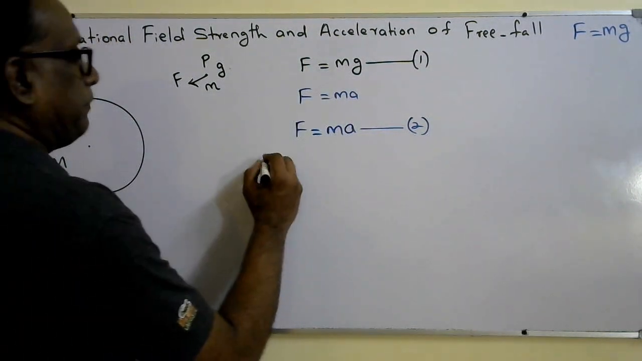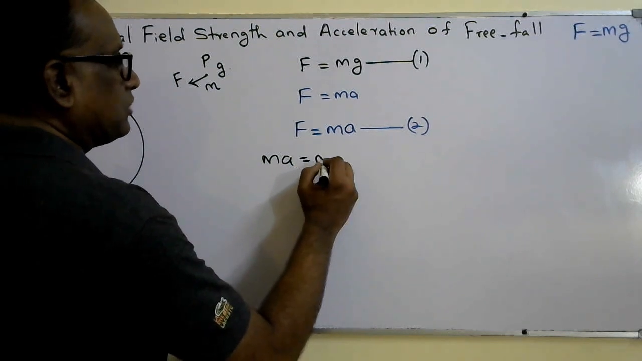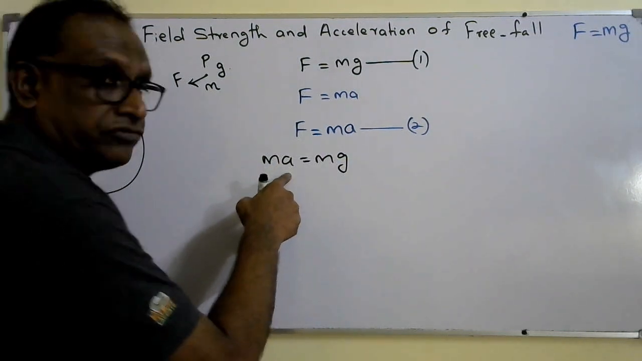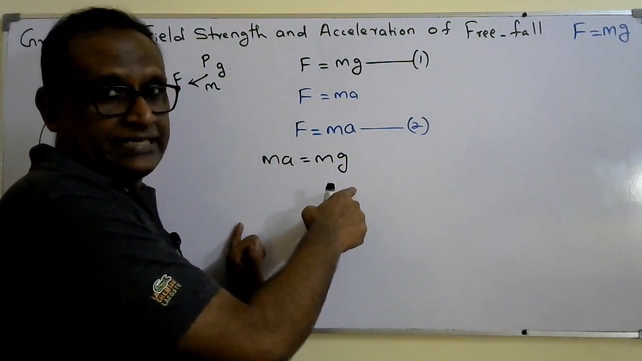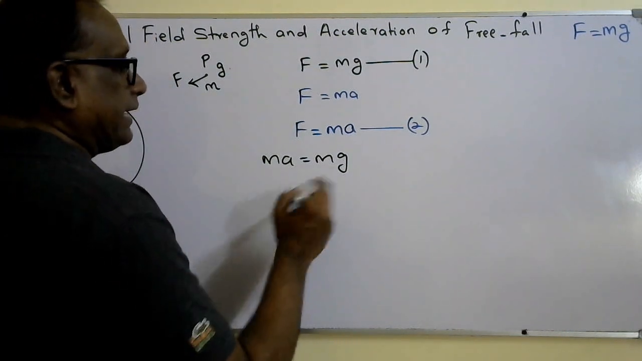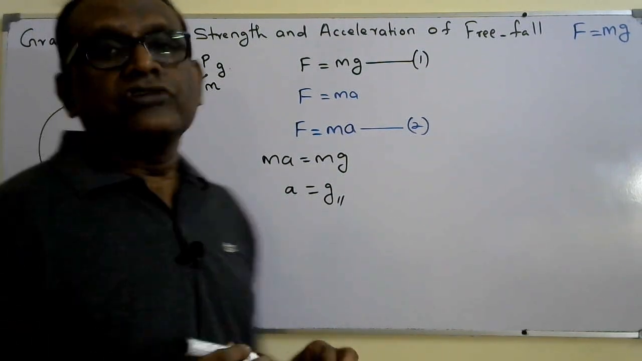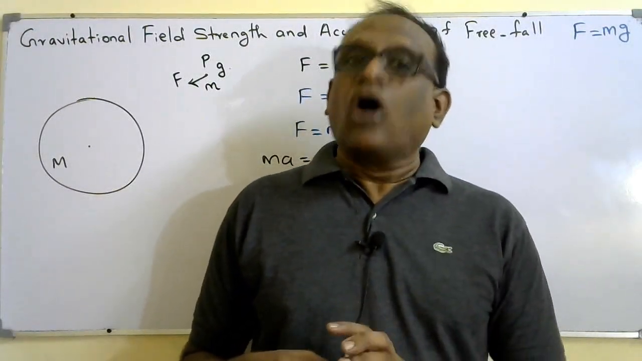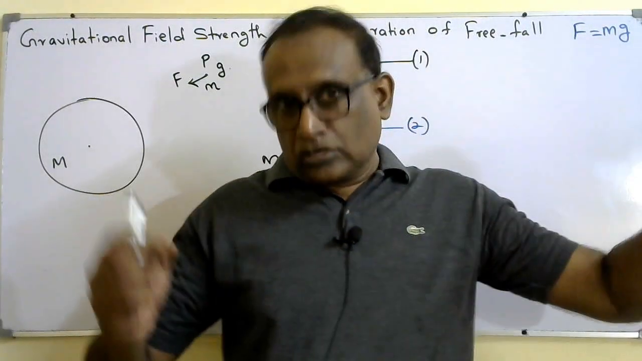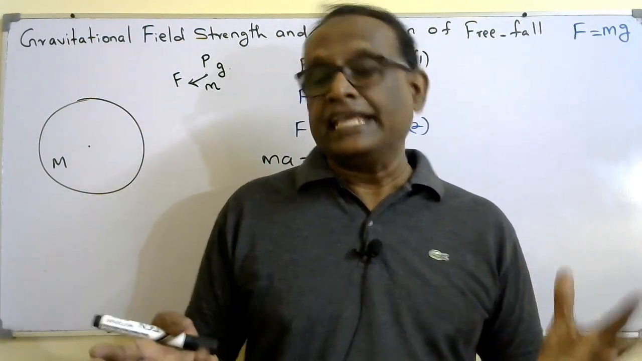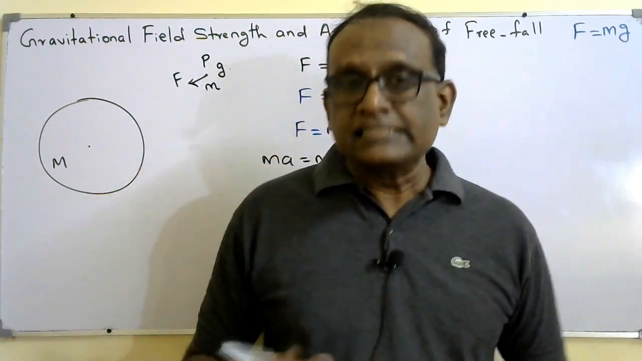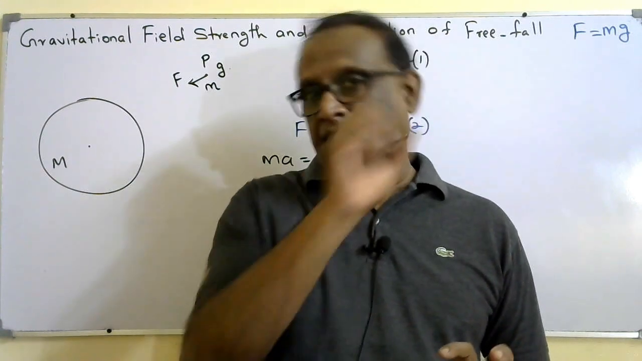So that means ma equal to mg, where a is the acceleration of free fall and g is the gravitational field strength. So m and m get cancelled. a is equal to g. That means the acceleration of free fall of an object towards a planet is equal to the gravitational field strength of the planet at that point.